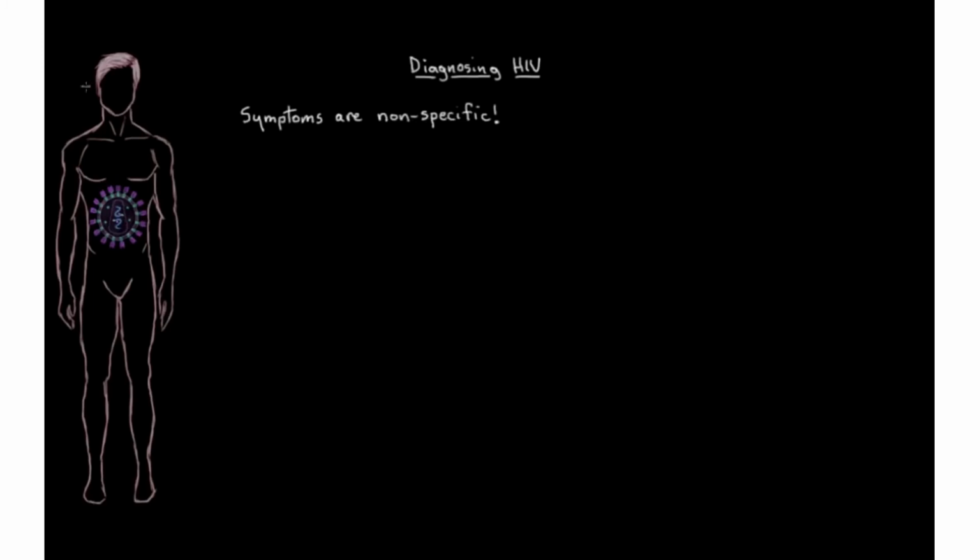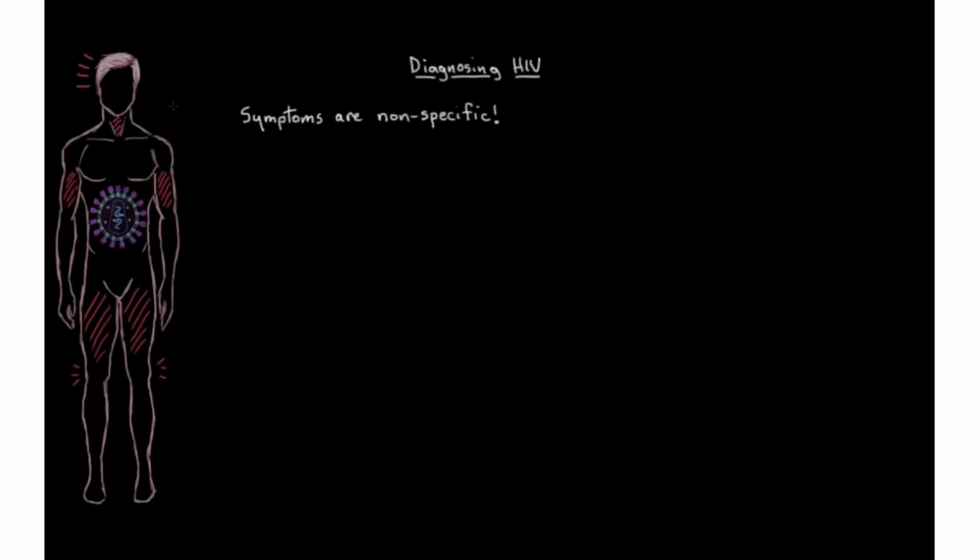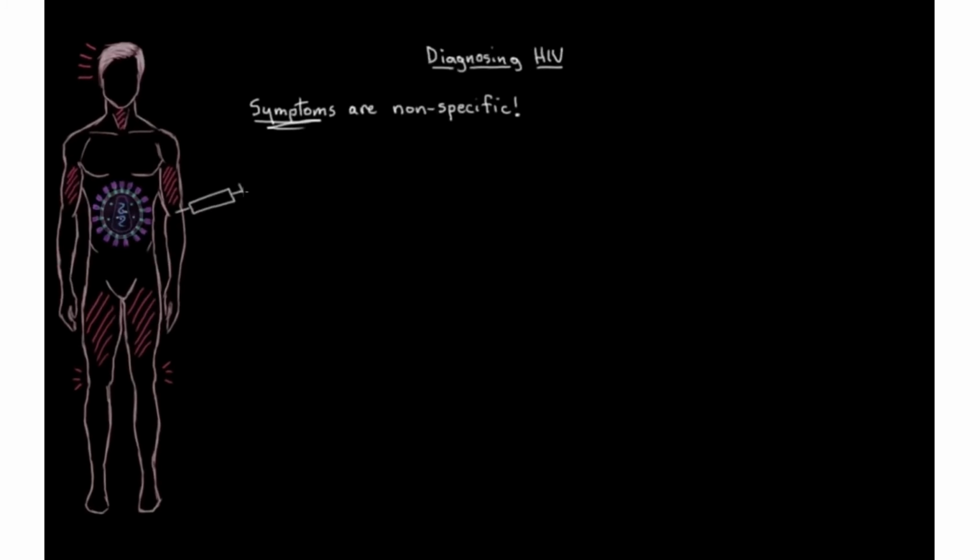You might have a headache, or maybe some muscle pains or joint pains, or you might have a sore throat. I'm sure every one of us has felt that way in the past. But that doesn't mean we have HIV infections. So since we can't diagnose HIV on symptoms, then how do we do it? How do we make a diagnosis? Well, we do blood tests.